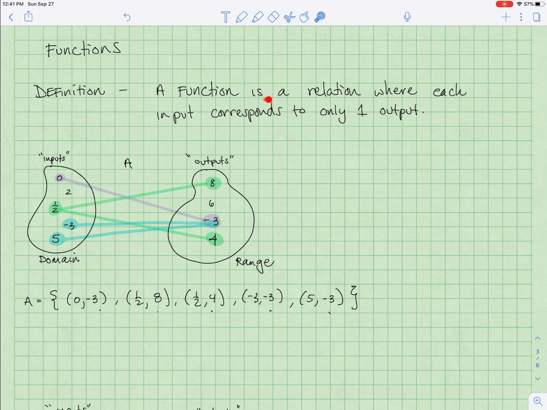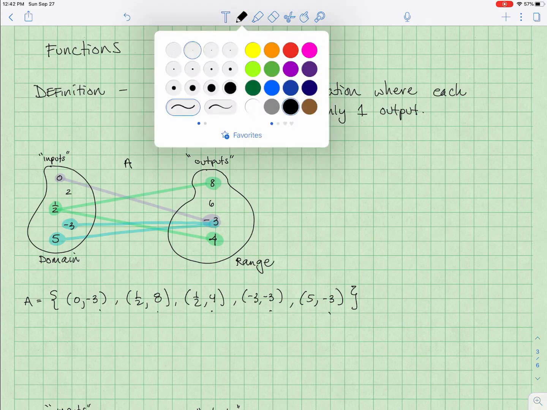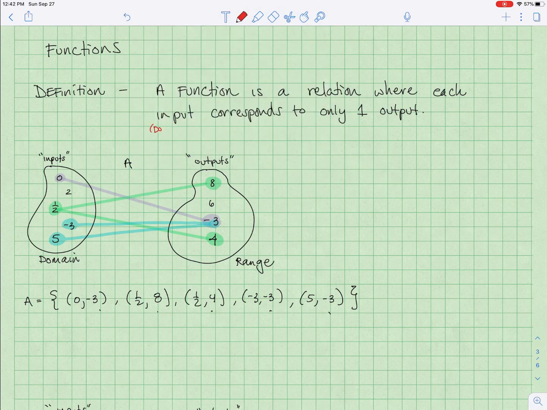A function is a relation, like we've been talking about, a correspondence between inputs and outputs, where each input, or domain value, corresponds to only one output, or range value. So let's go back and look at all the different relationships we looked at in the previous videos.